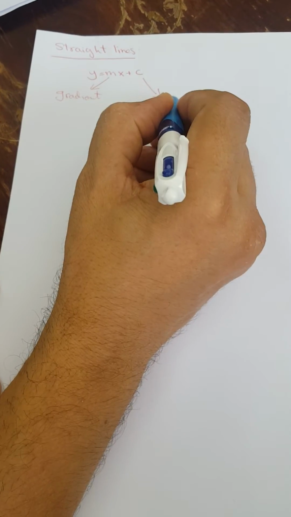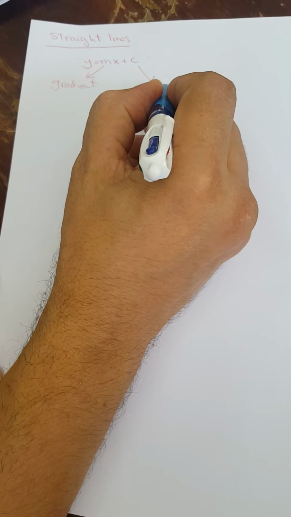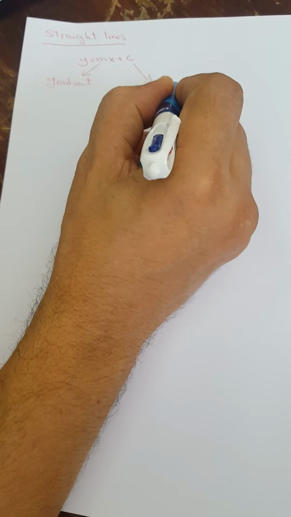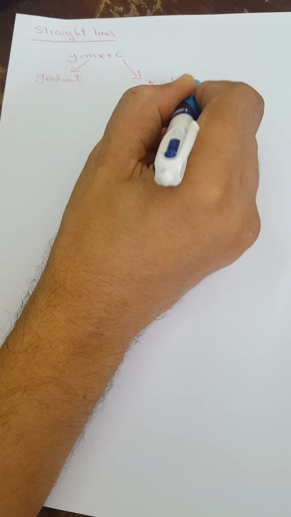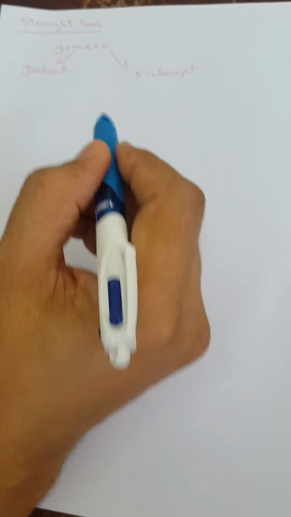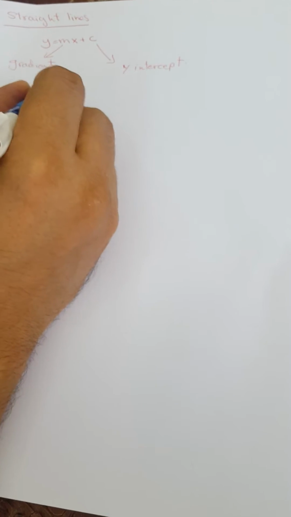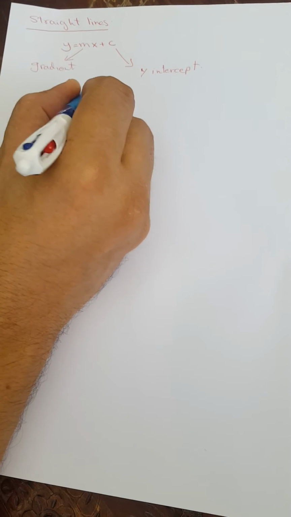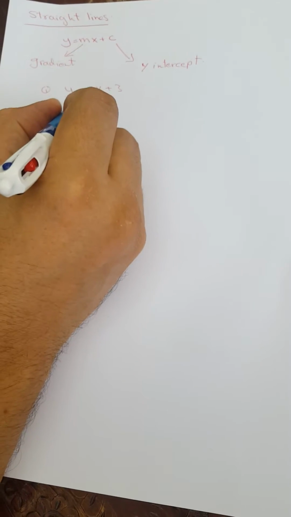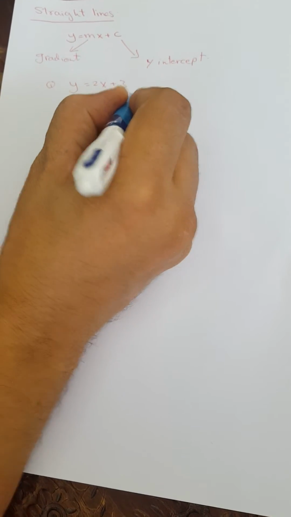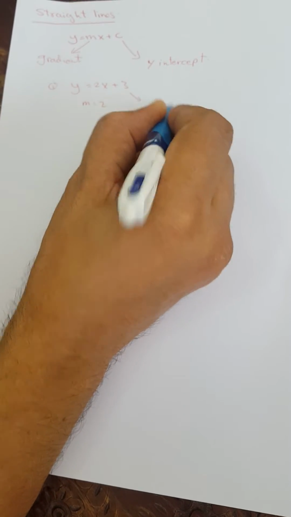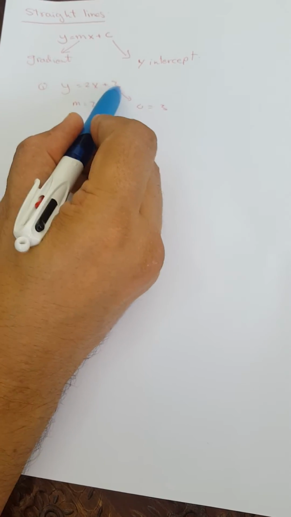and c is the y-intercept. Okay, so if I ask you when y equals 2x plus 3, the gradient will be m equals 2 and c will be 3. So the gradient is 2 and the intercept is 3.